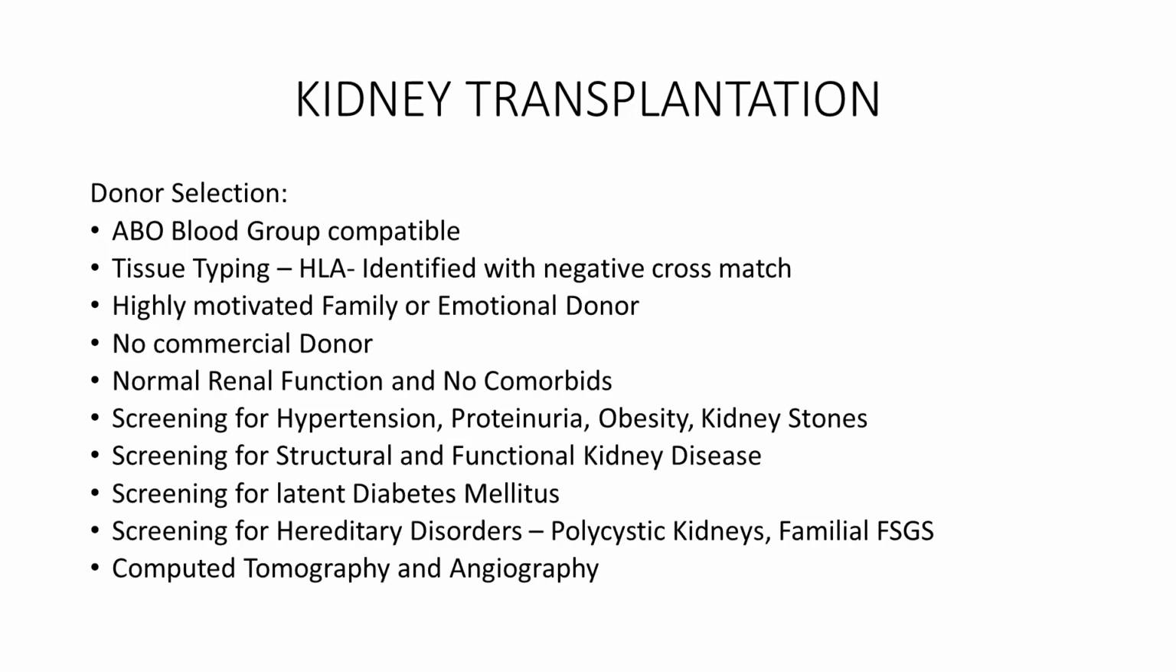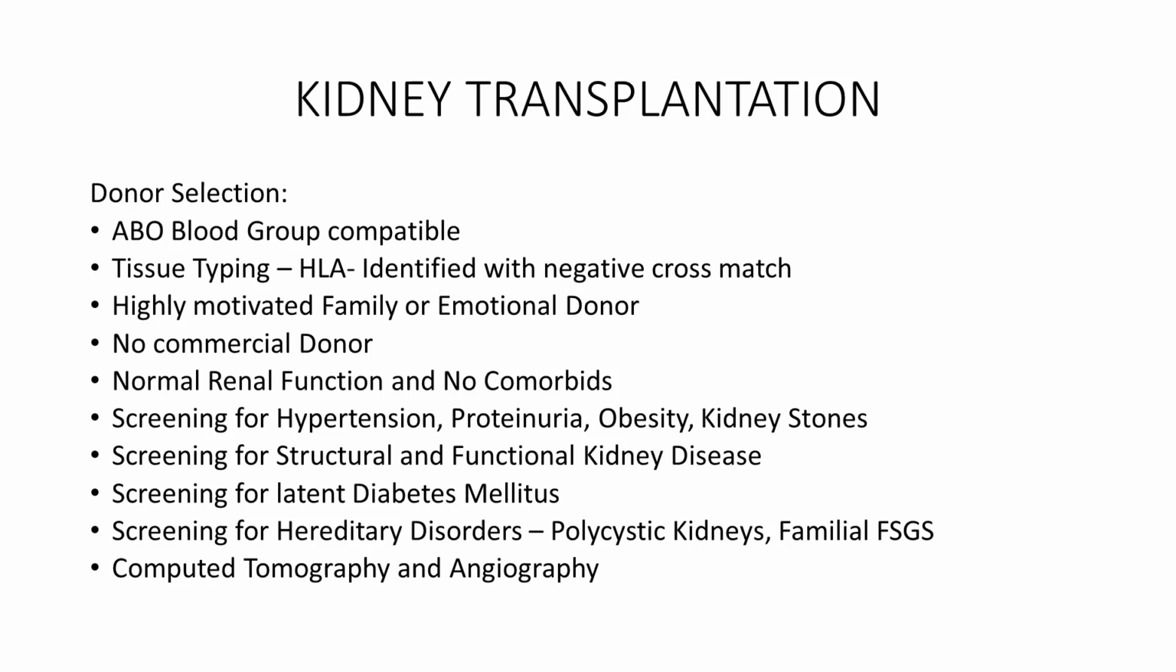How do you select donors? ABO blood group compatible, preferably, यही होना चाहिए. Tissue typing, you have to type the tissue for a negative cross match between the donor and the recipient. Highly motivated family or emotional donor, no commercial donor, normal renal function and no comorbidity. The donor की कोई comorbid usually नहीं होनी चाहिए और renal function 100%.